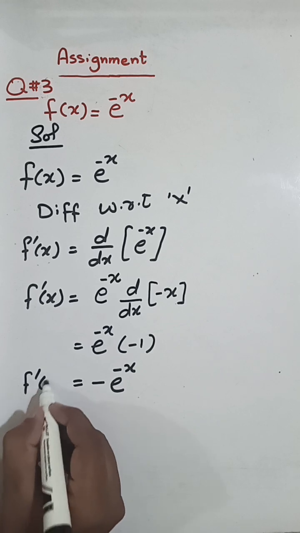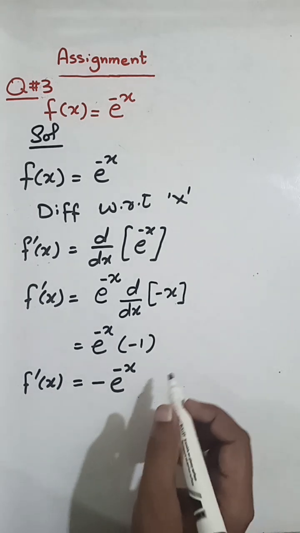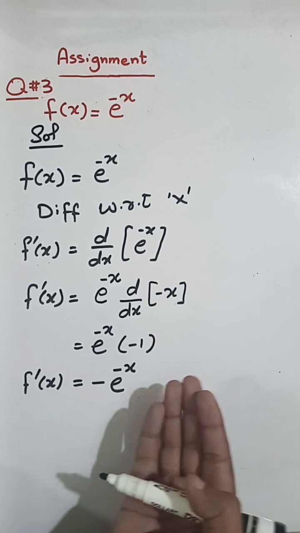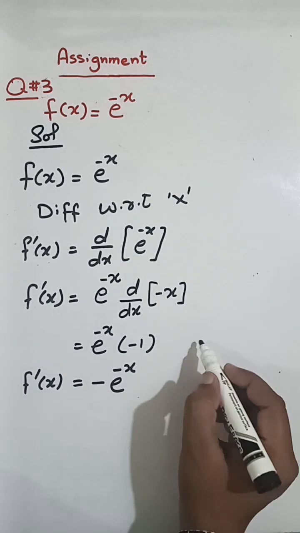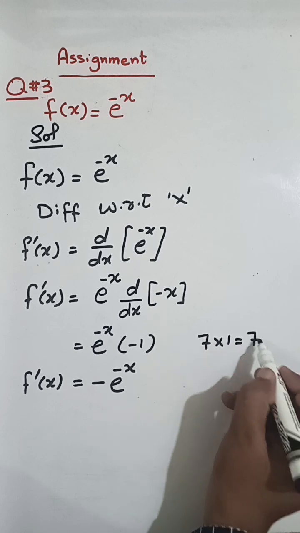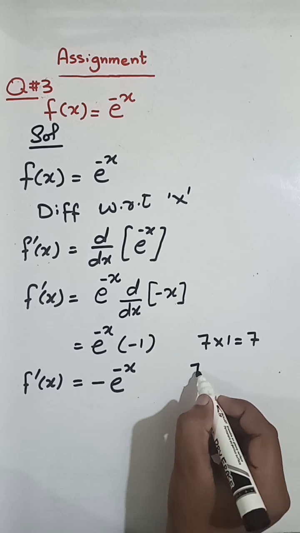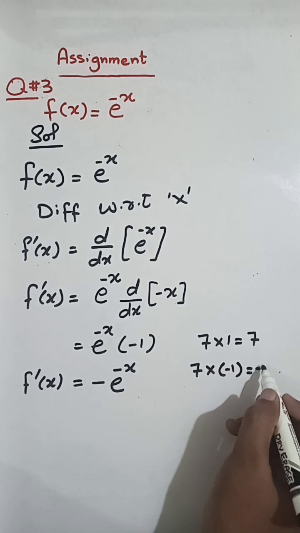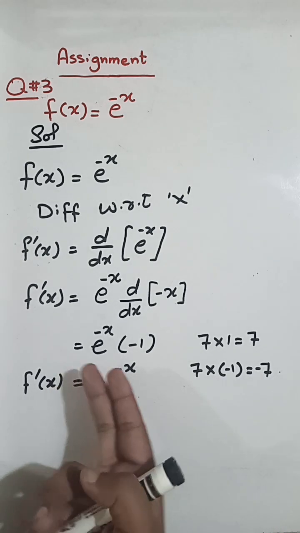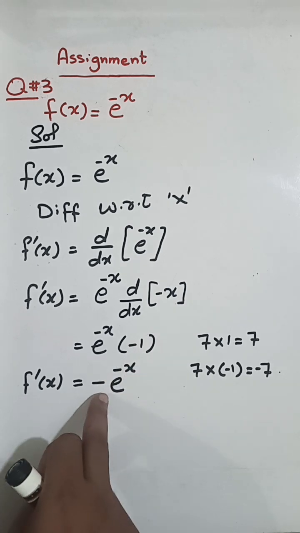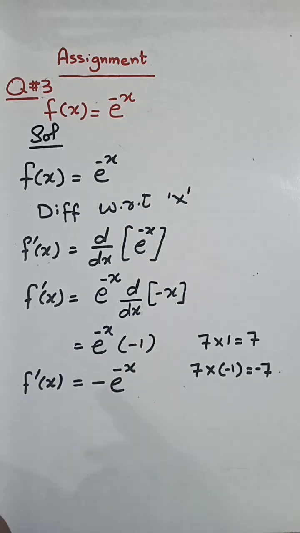Why? Because whenever we multiply any number by 1, it gives the same number again. Just like 7 multiplied by 1 is 7, and 7 multiplied by minus 1 is minus 7. So similarly e raised to power minus x into minus 1 is simply minus e raised to power minus x.